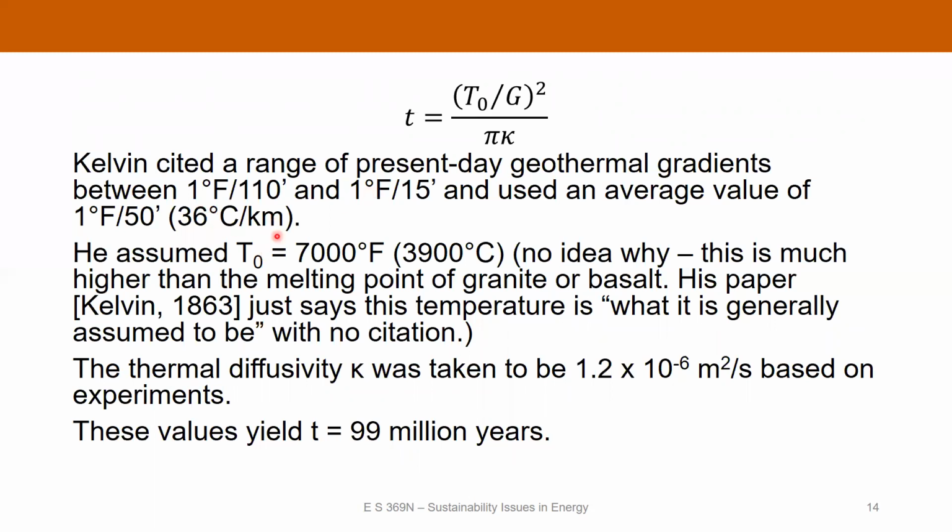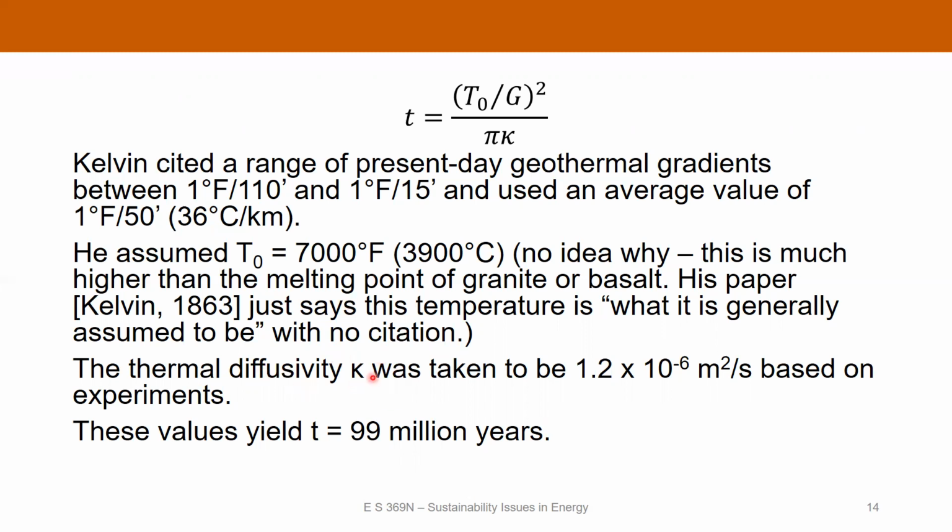Now, he then assumed that T0 was 7,000 degrees Fahrenheit or 3,900 degrees Celsius. And to be honest with you, I have no idea why he picked this. If anybody knows, you can let the rest of us know. This is way higher than the melting point of granite or basalt. I actually went back to his 1863 paper, and he just says, let's use 7,000 Fahrenheit because that's generally what it's assumed to be, with no citation. Obviously, the peer review standards of the day were a lot different than they are now. But anyway, that's what he started with.